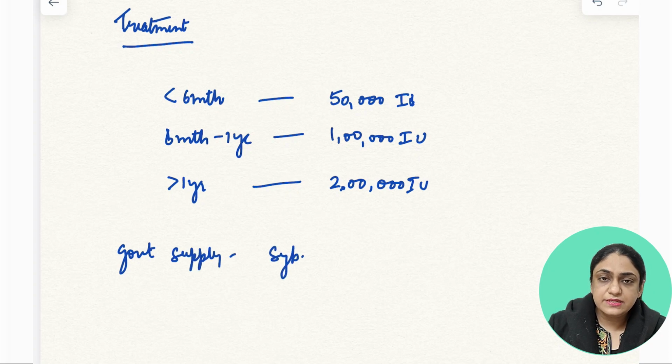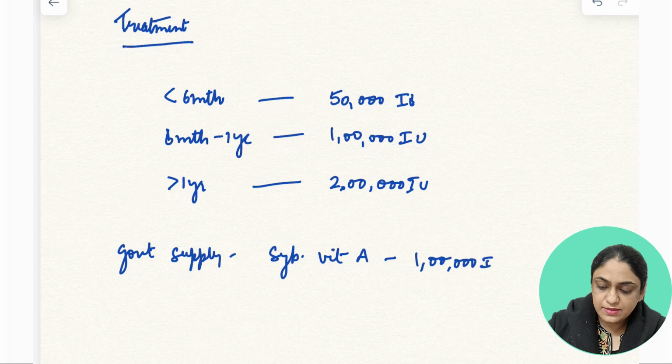This can be given in ml also. In government supply, vitamin A is present in syrup form. The concentration is 1 lakh IU per ml. Please remember this point, 1 lakh IU per ml. Understood?